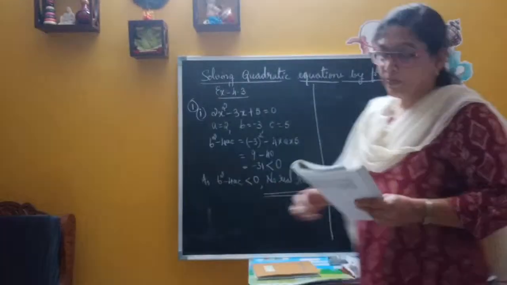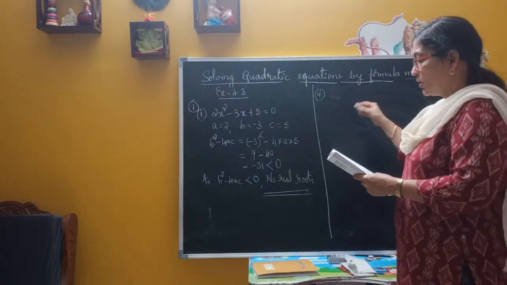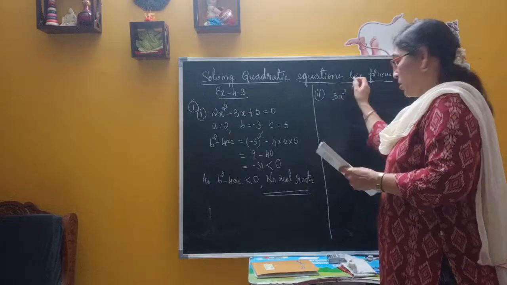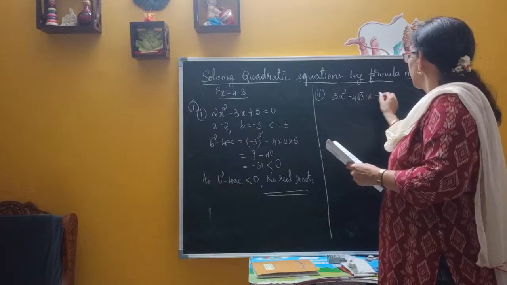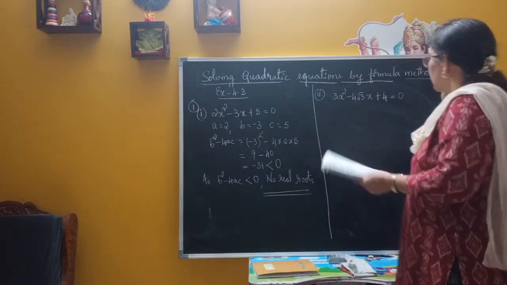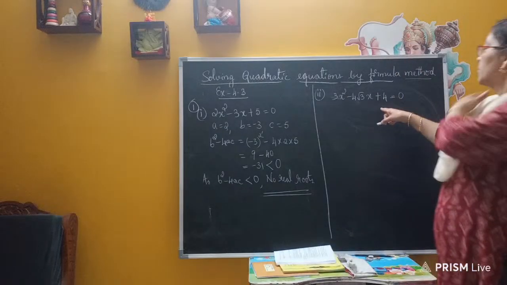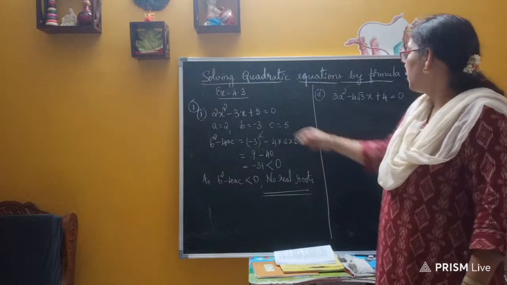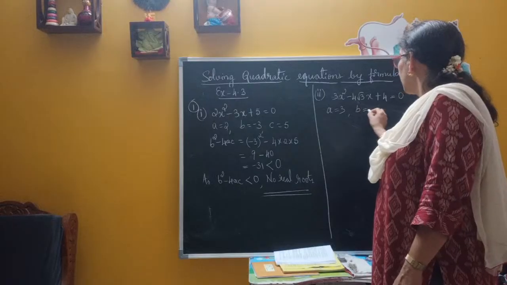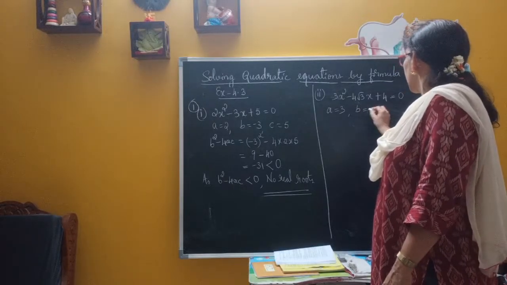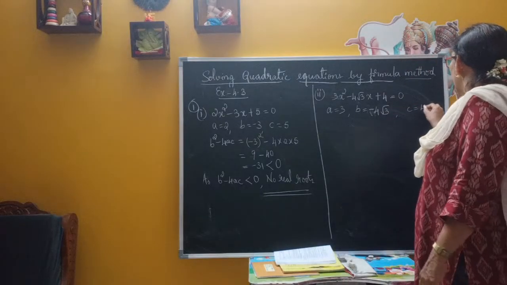Second one. Let us take the problem. It is 3x square minus 4 root 3x plus 4. So let us find the discriminant. Before that, let us write the values of a, b, c. A is equal to 3, b is equal to minus 4 root 3. Then c is equal to plus 4.